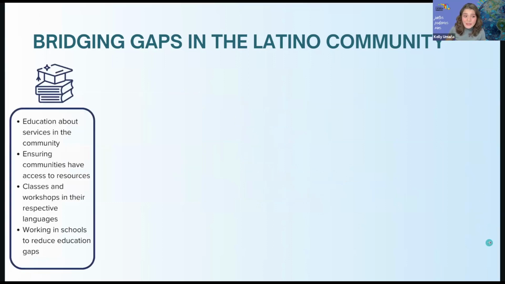So how do they do that? So some of the things that community health workers do is they educate the community about services. They ensure that communities have access to resources. They do classes and workshops such as diabetes workshops. They can do mental health workshops. They can provide support groups in their respective languages and in a way that the community can understand. They also work in schools. Sometimes community health workers can partner with schools to reduce education gaps.